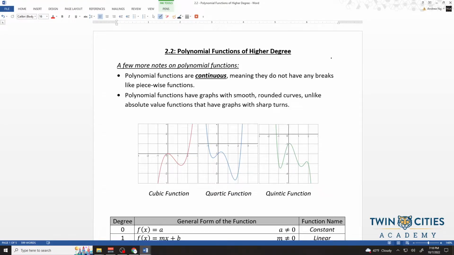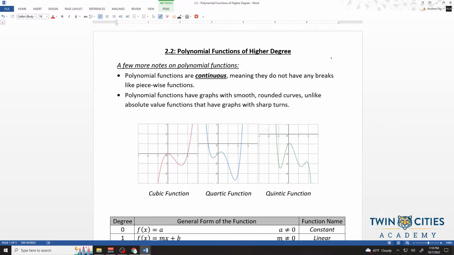In the last section, we spent some time talking about quadratic functions, or functions of degree 2. In this section, I want to talk a little bit more about polynomial functions, but now of a higher degree. So let's say degree 3, 4, 5, and beyond. A few more notes on polynomial functions.